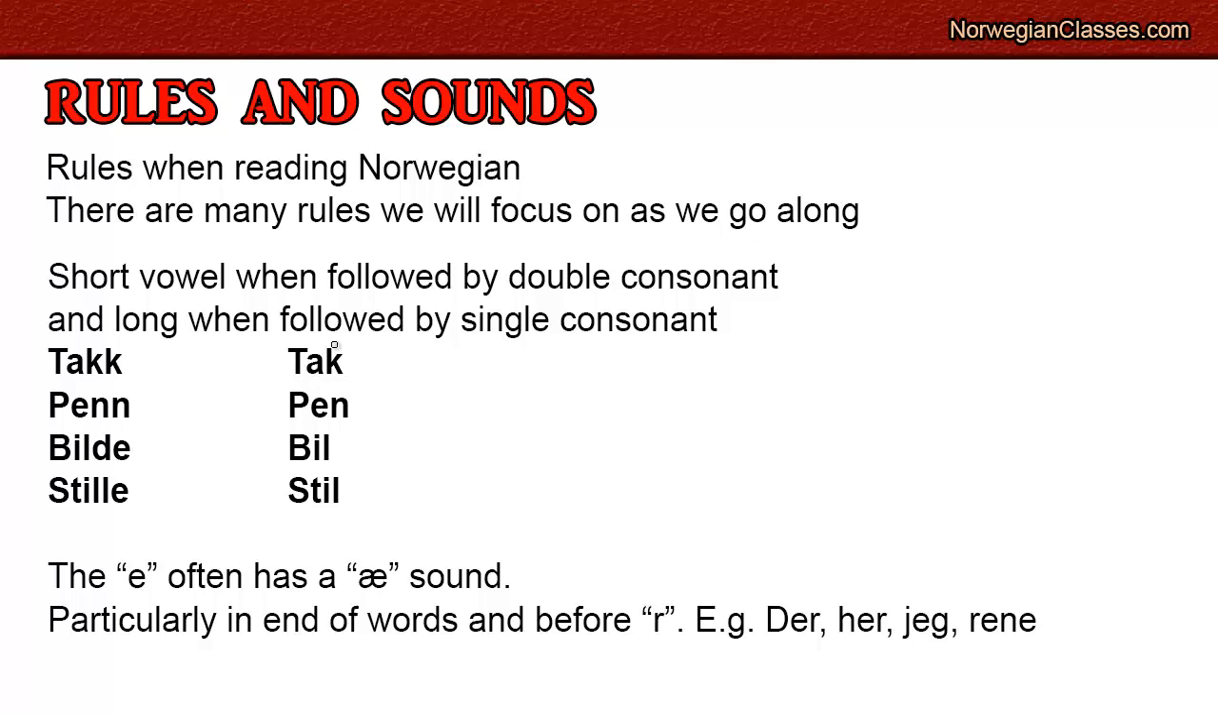The rule is simply that if a vowel is followed by two consonants, like here in this A, then KK, it will be short. If it is followed by one consonant, it will be long. So if you just repeat after me, the short one on the left side, and then the long one on the right side.